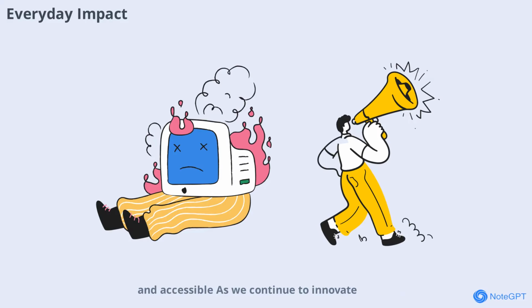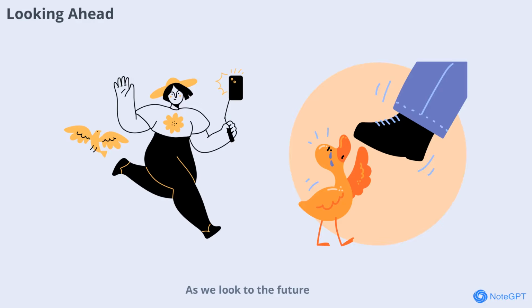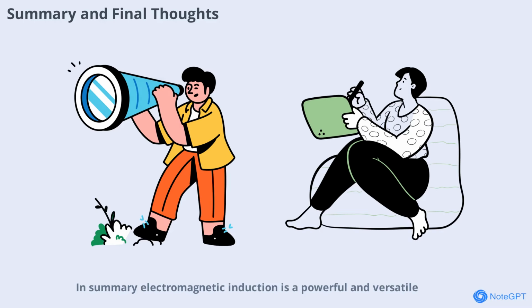As we continue to innovate, induction will remain a driving force behind new solutions and smarter devices. As we look to the future, electromagnetic induction will play a key role in sustainable energy, smart cities, and advanced transportation. Ongoing research and development promise even more efficient and versatile uses, ensuring that this principle remains at the heart of technological progress. Summary: electromagnetic induction is a powerful and versatile phenomenon that underpins much of our modern world.